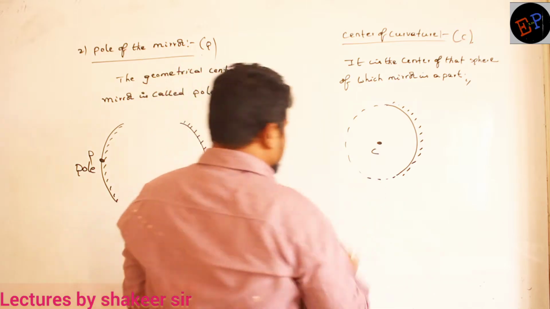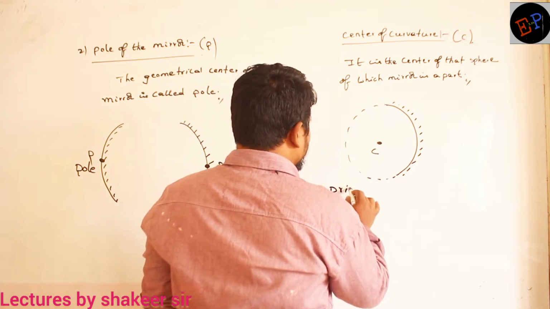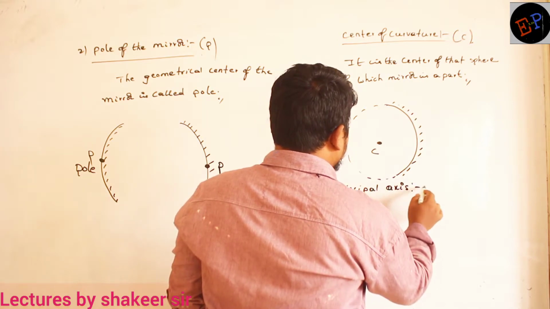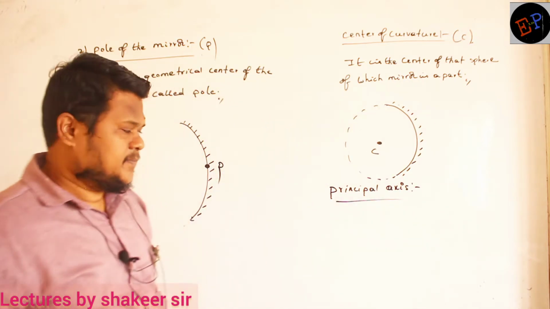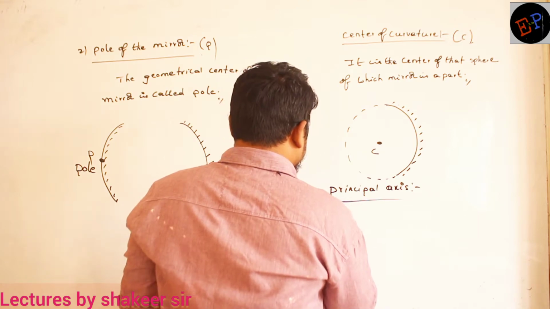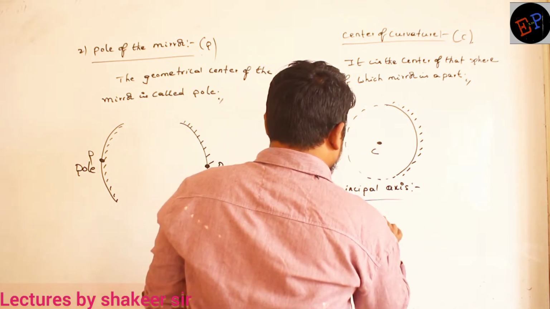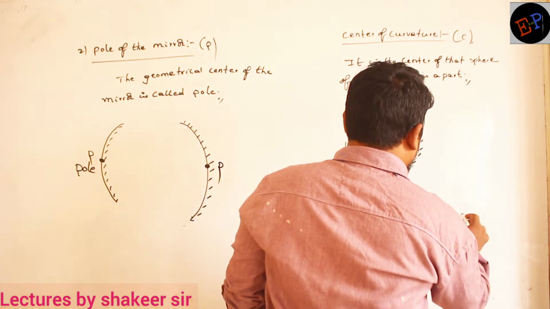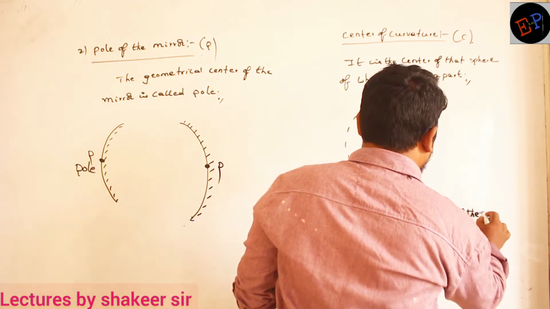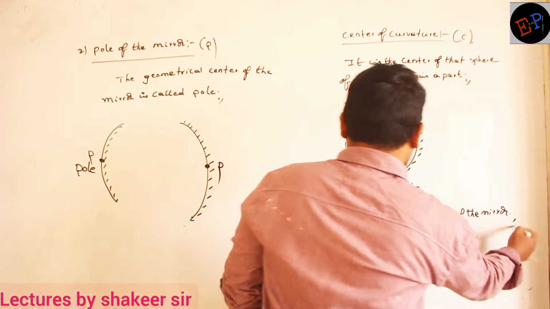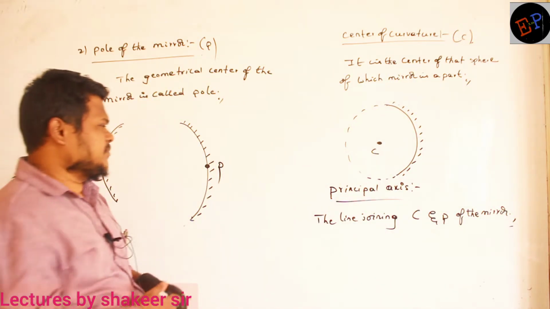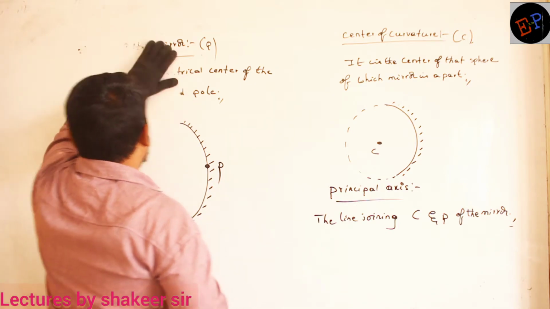Then the next parameter is the principal axis. The line joining the center of curvature and the pole of the mirror is called the principal axis. Are you able to understand? So what is the meaning of that? Let us see.